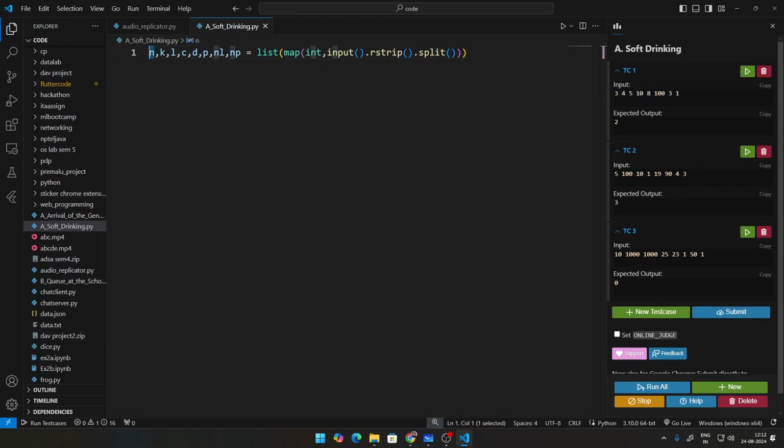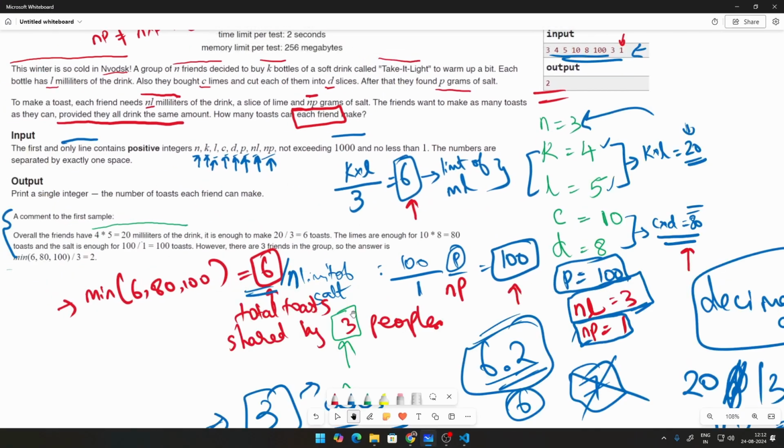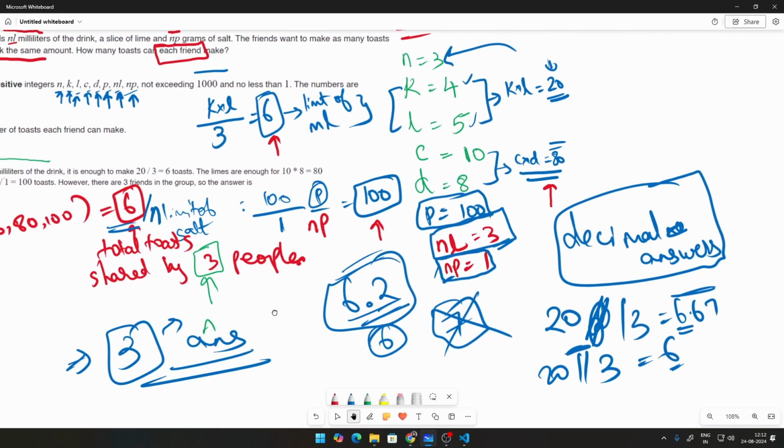Then what do we need to find out? We need to find out the limits, finding out the limits for each parameter. What that means is we need to find out the number of toasts I can make with respect to the ml, the volume I have. What is the number of toasts I can make with respect to the lemon slices I have? What is the number of toasts I can make with respect to the grams of salt I have? So these are three calculations we need to make.